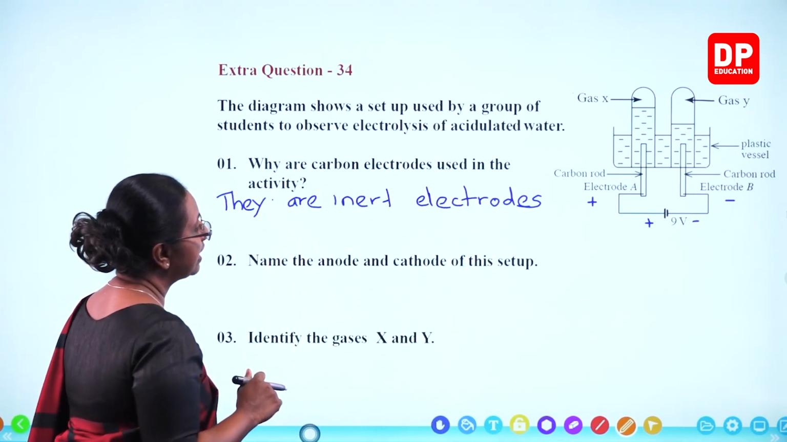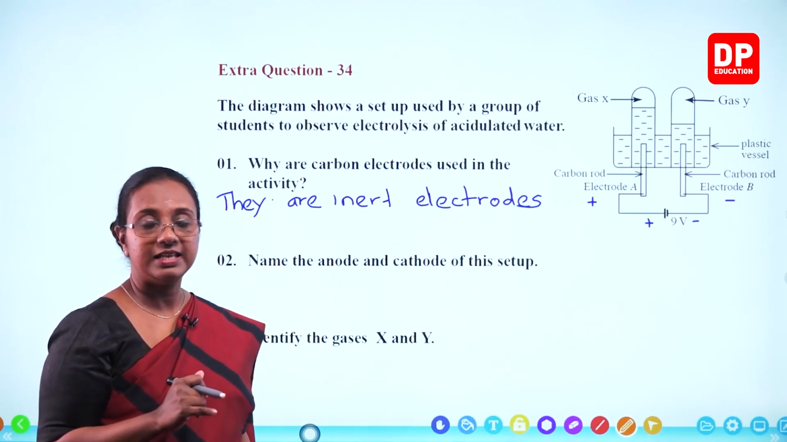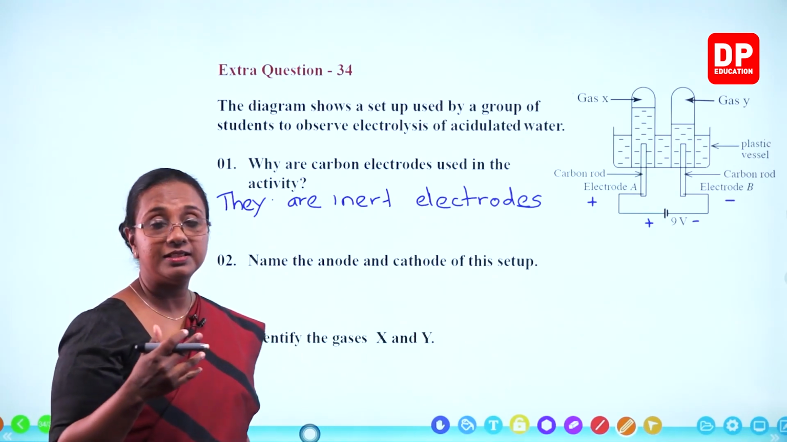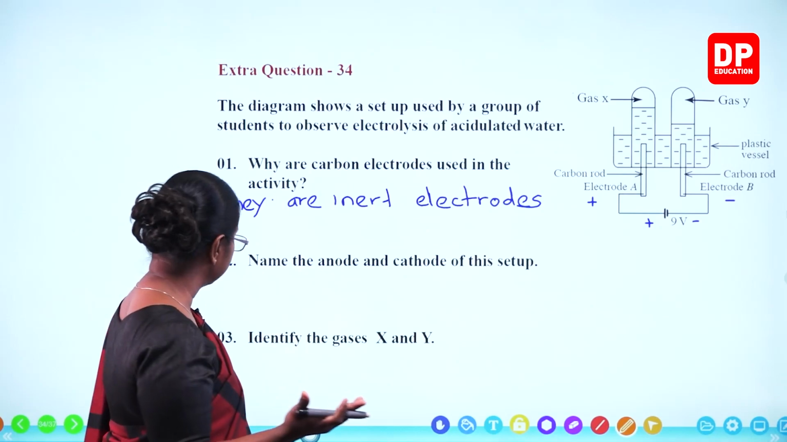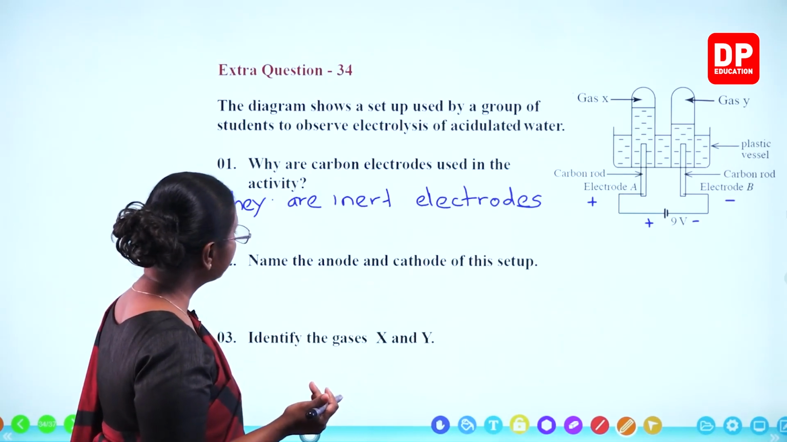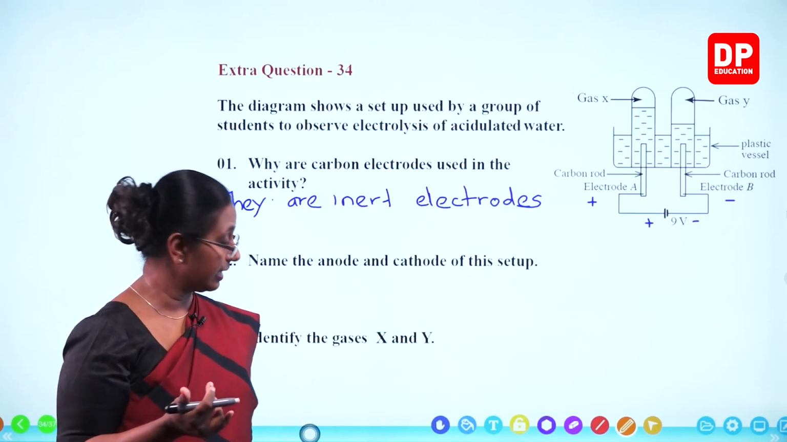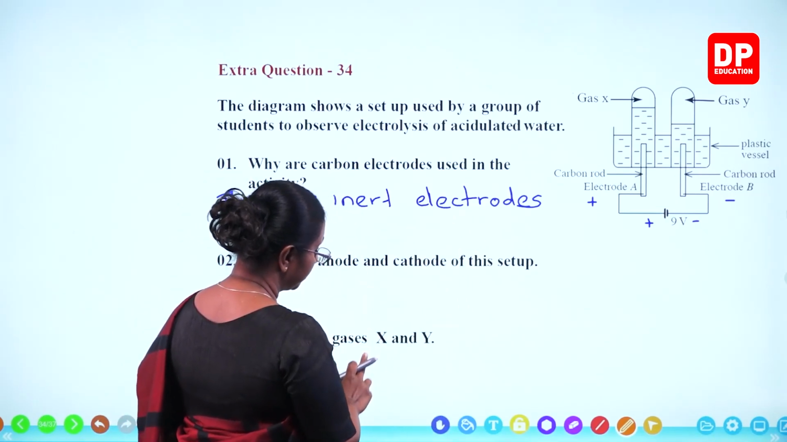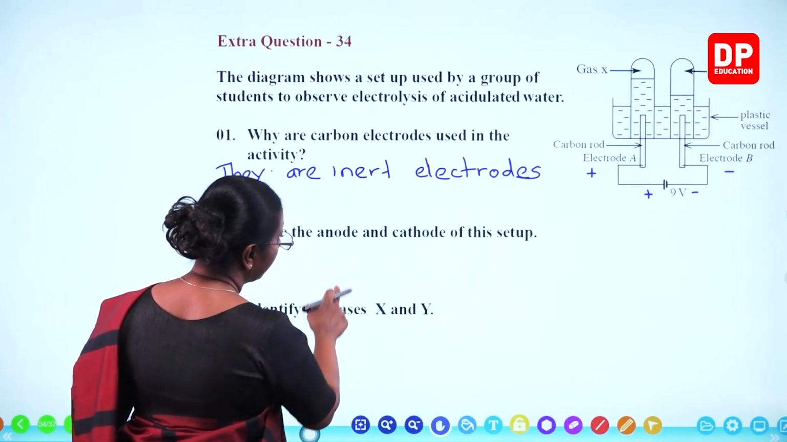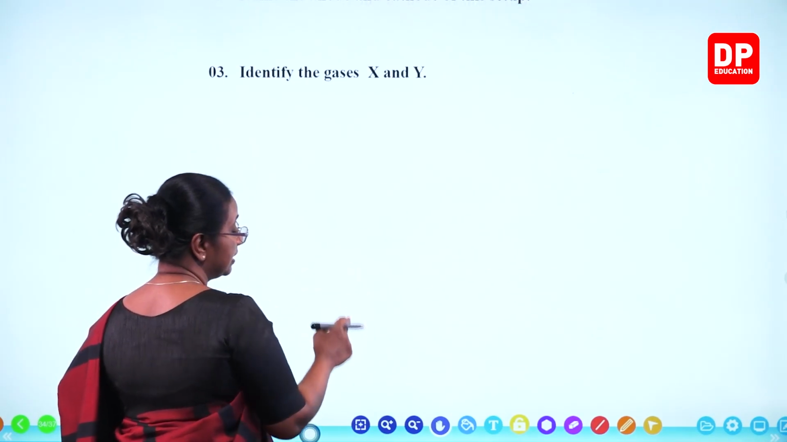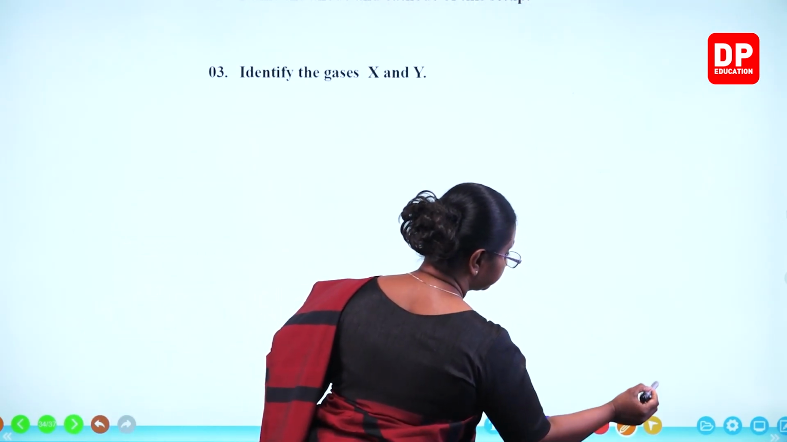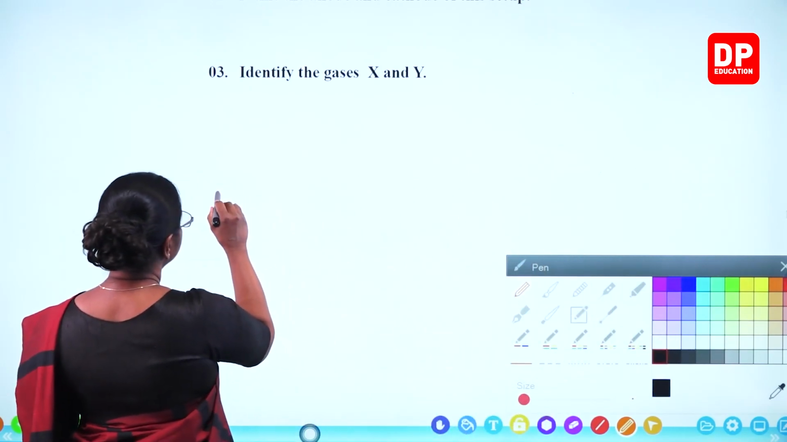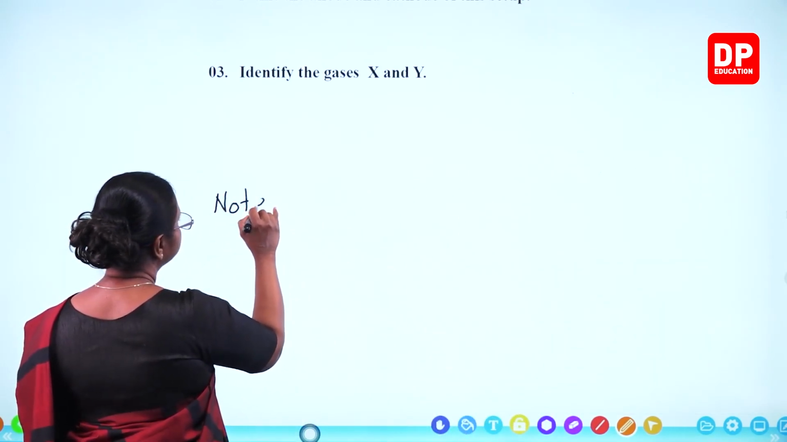So if we say they are inert electrodes, that is more than enough. That is understood that they will not undergo any changes. Then the second one, name the anode and cathode of this setup. So here students, you all have to remember when we have acidulated water. So just to recall what happens in the solution, as a note, I will explain that to you all.